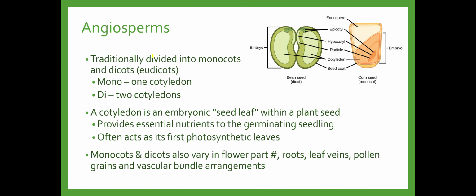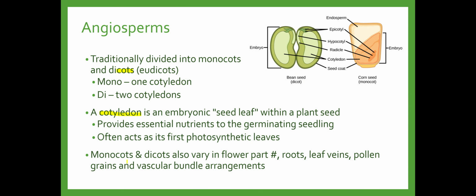Now the angiosperms can normally be divided into two groups. We have the monocots and the dicots, and that cot comes from the word cotyledon. And a cotyledon is a seed leaf. These are the first little leaves that come out of the seed. They usually are the first photosynthetic leaves, and so mono means one, there's only one seed leaf. Di means two, there's two seed leaves.